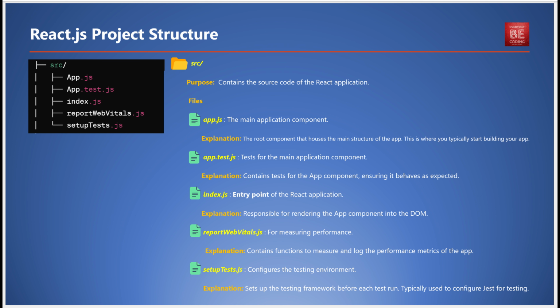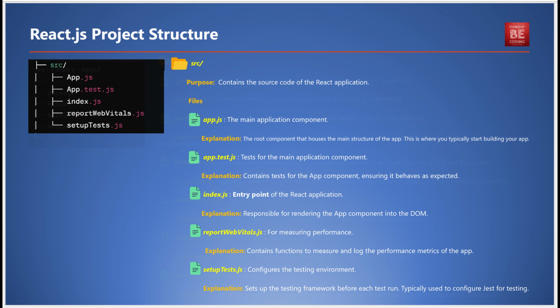The main application component resides in app.js. This file is crucial as it serves as the entry point for other components and houses the primary routing logic. Alongside, About.js ensures that the main component functions as expected through rigorous testing. The entry point of the entire application is defined in index.js, which takes responsibility for rendering the app component into the DOM.